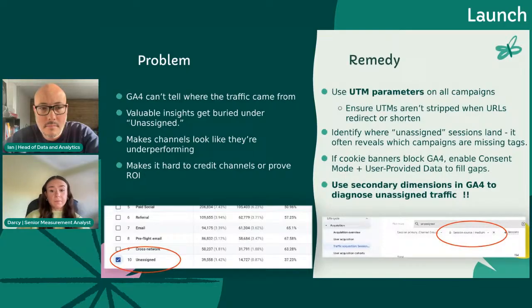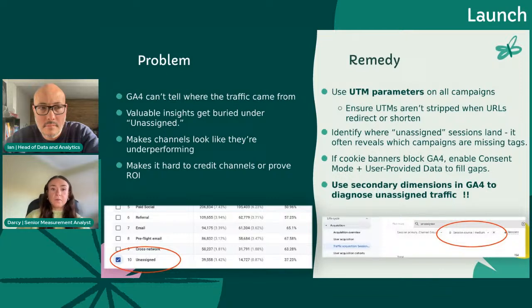Review your consent mode. So if your cookie banner is blocking GA4, enable consent mode and user provided data in GA4 to fill those gaps. Speak to your measurement team if you don't know how to do that, or come to us, because your consent mode setup can be quite complicated. So that can often be the culprit.